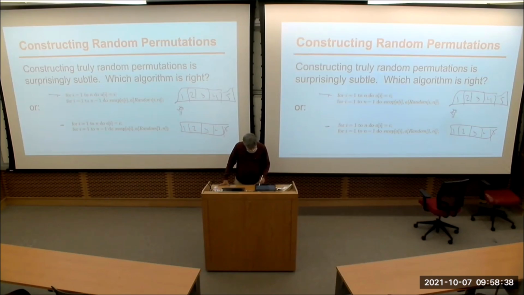maybe it's better to move my eye over here. The first algorithm, on the third iteration, will swap the third element with one of the elements from the third to the rest. The second one will swap the third element with any element in the array. Does everybody see it? The only difference between these two is whether it's a 1 or an i there. Which one of these generates random permutations and why?